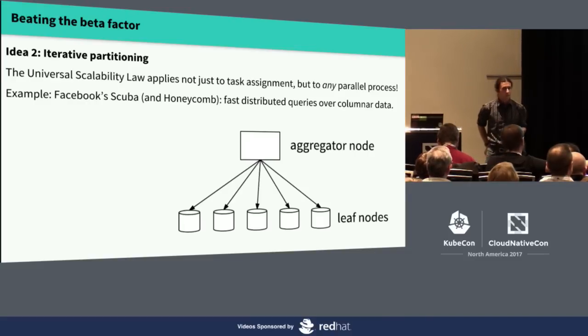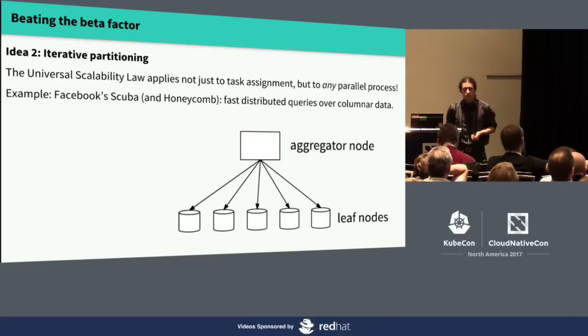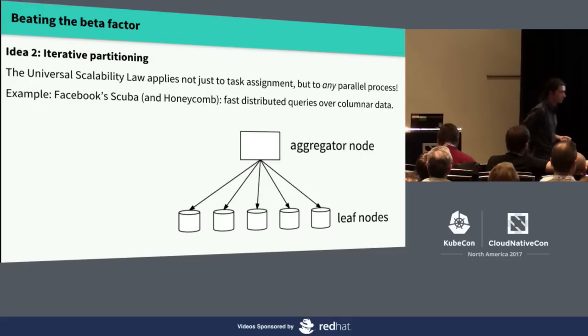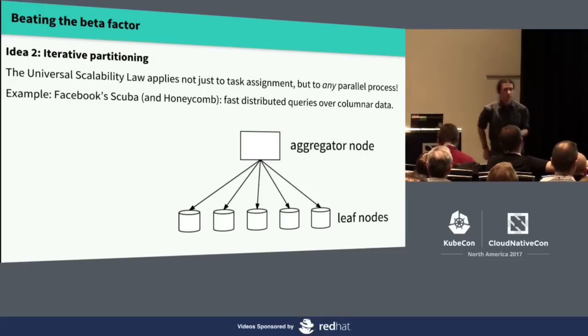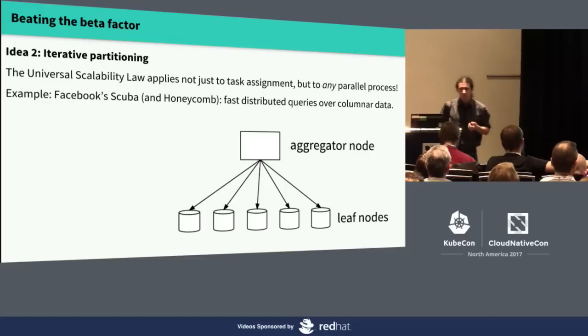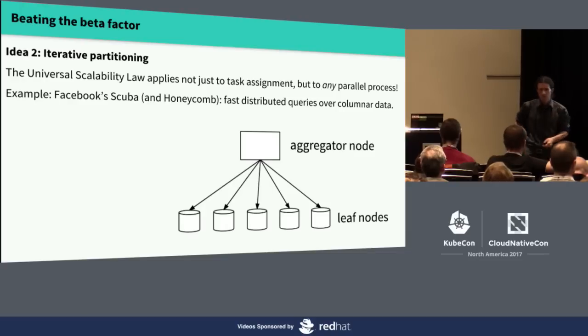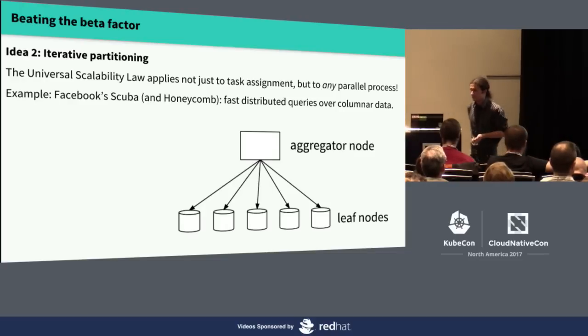The second idea for beating this quadratic beta penalty, I call iterative partitioning. And it illustrates how the universal scalability law applies not just to this problem of task assignment, but to any parallel process. Here we're going to talk not about stateless services, but about stateful services. This idea, as far as I know, was invented at Facebook to power this analytics system called Scuba, and is reincarnated in a fashion at Honeycomb, where I work.